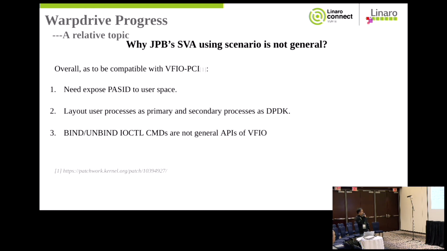Then I think this is an extra topic: why GPB's SVA using scenario is not general. Overall, I think GPB is trying to be compatible with VFIO PCI. I think for standard things, he has no other way to go. He needs to expose PASID to user space, and he has to lay out his user space processes as a primary and a secondary process, as DPDK or something like ODP.